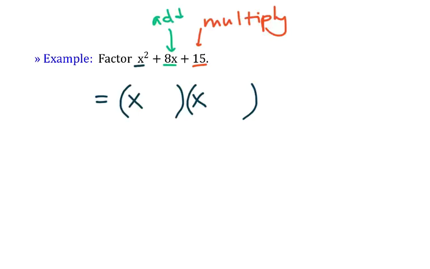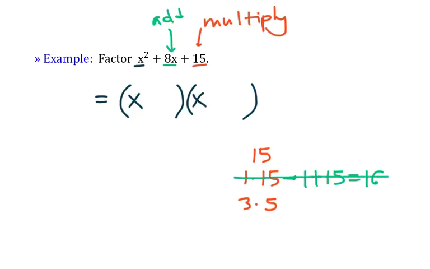So if I think about multiplying to 15, I could do 1 times 15 or 3 times 5. And technically -1 times -15 or -3 times -5, but that won't be necessary here because everybody's positive. And then a quick check will show us that 1 plus 15 is 16, not 8. So this guy is no good. But 3 plus 5 is 8, which is what we wanted.